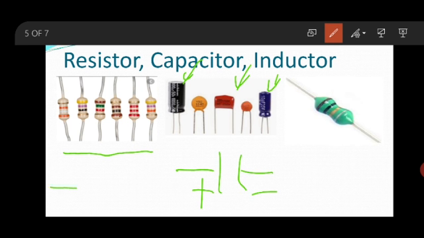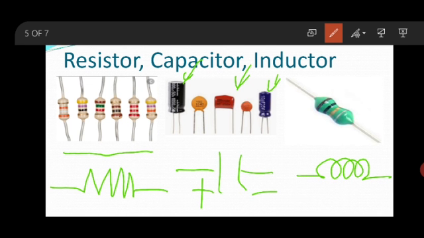I hope you know the symbol of a resistor also. Okay, this is the symbol of a resistor. What is the symbol of an inductance? It is like this symbol. Okay, these are the capacitors you can see. And what is the unit of capacitor? I say it is the farad.